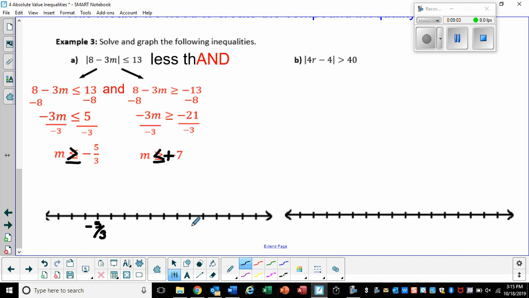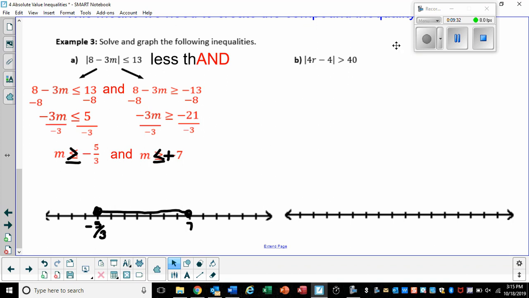Okay. And +7. All right. So I need to be greater than or equal to -5/3, so I'm going to have a closed circle. I need to be less than or equal to 7, so I'm going to have a closed circle. And means that they should be connected like this. Okay? And the word "and" should be in there. So this would be my graph. All right?